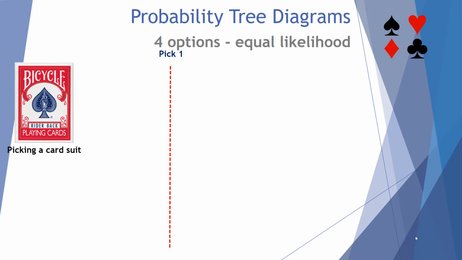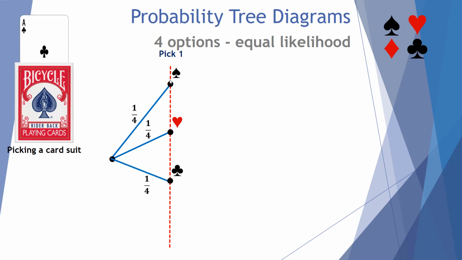So we have here a deck of playing cards, and we know that cards come in the suits of a spade, heart, club, and diamond. So let's look at the probability of picking a particular suit from a standard 52 card deck. So we have a 1 in 4 chance of selecting a spade. Equally, we have a 1 in 4 chance of selecting a heart. We have a 1 in 4 chance also of selecting a club. And finally, you guessed it, a 1 in 4 chance of selecting a diamond.